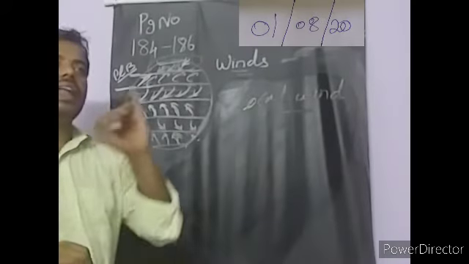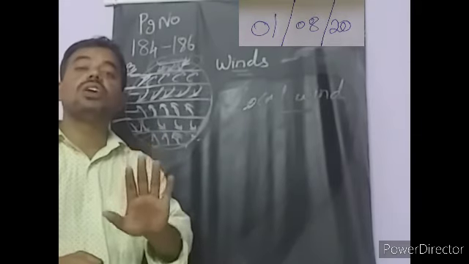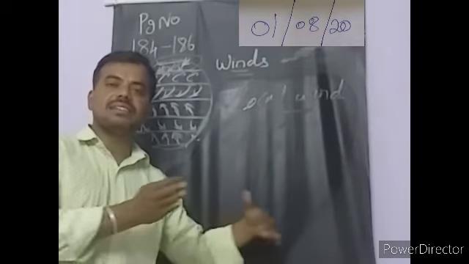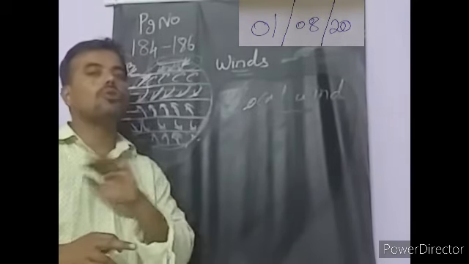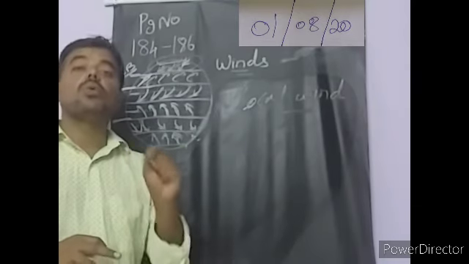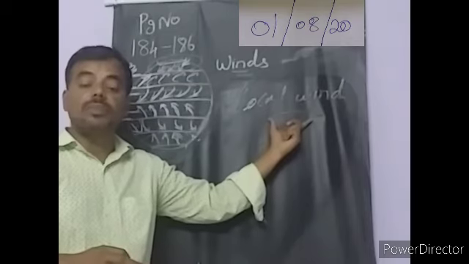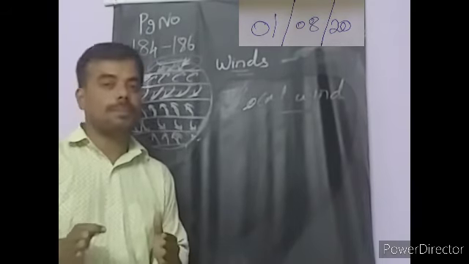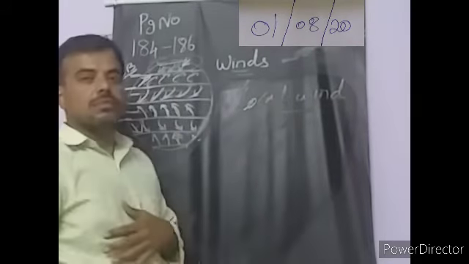For example, we can tell land breeze and sea breeze. These two will invariably happen near the ocean alone. Is it or not? In interior districts like Salem or Namakkal or Dharmapuri, will we get a sea breeze or land breeze? No, it will happen in the ocean areas alone. So that kind of wind will be called a local wind. It happens in that particular area alone for a particular time. That will be called a local wind.